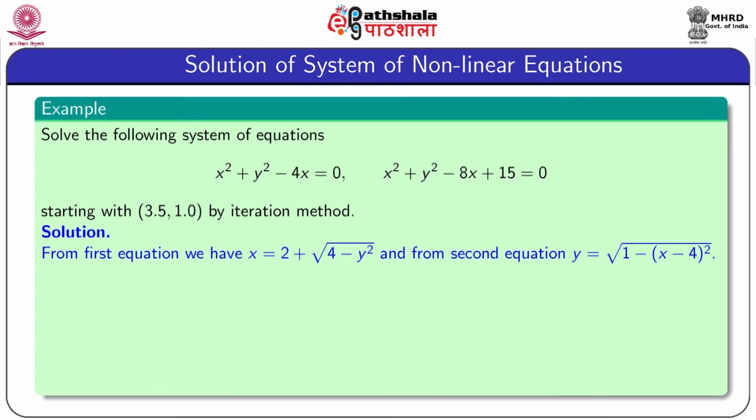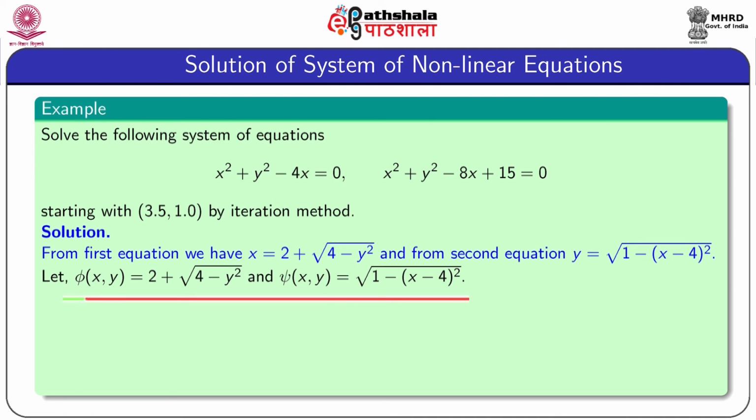The first equation can be written as x equal to 2 plus square root of 4 minus y square, and the second equation can be written as y equal to square root of 1 minus (x minus 4) power 2. So, for this case the function phi of x, y equals 2 plus root over 4 minus y square and psi of x, y equals root over 1 minus (x minus 4) whole square. So, these are the functions which are to be used in the iteration scheme.